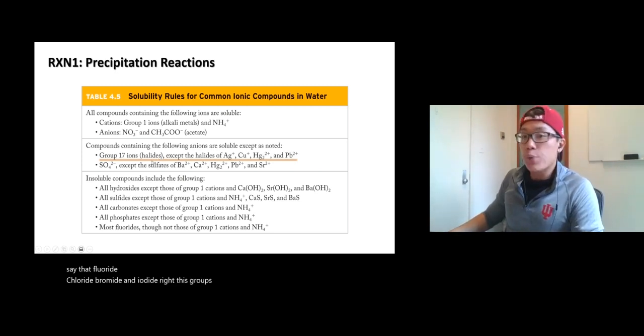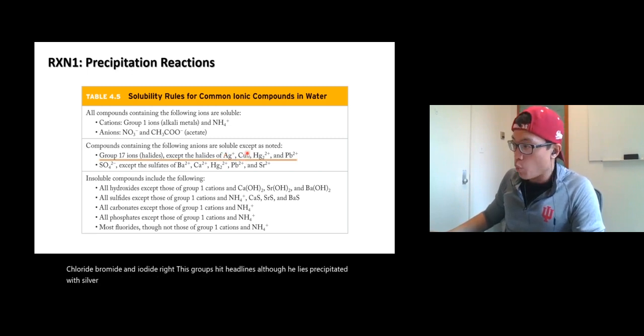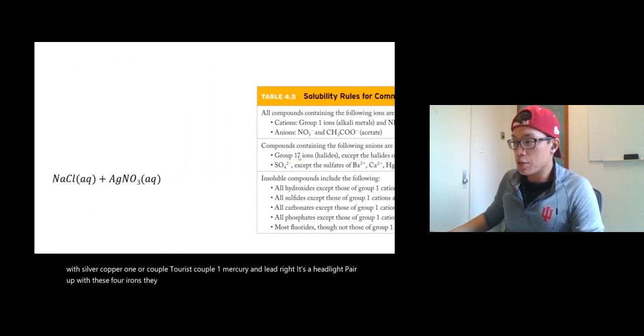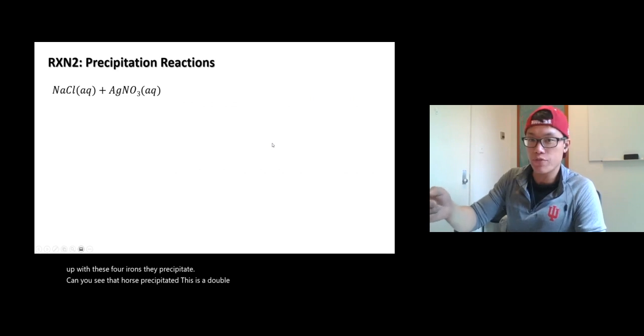So the halides precipitate with silver, copper 1, not copper 2, mercury, and lead. If the halide pair up with these 4 ions, they precipitate. Can you see that? This is a double displacement reaction. We did it together before.